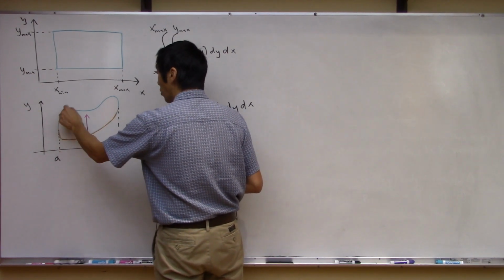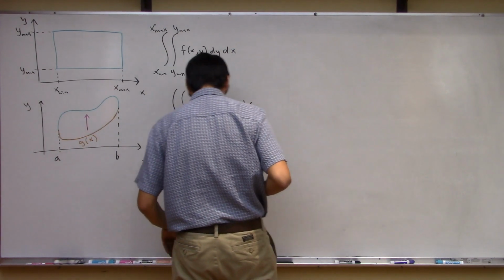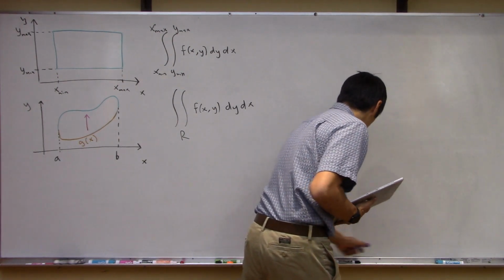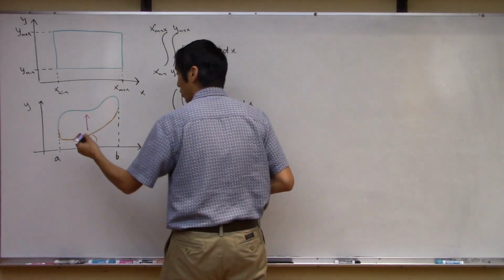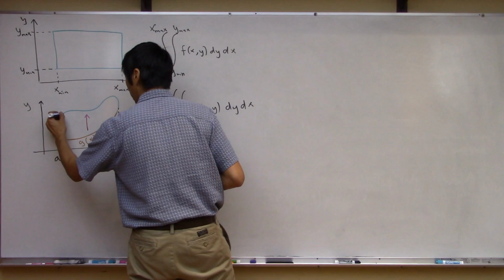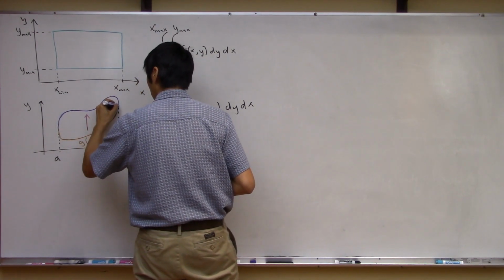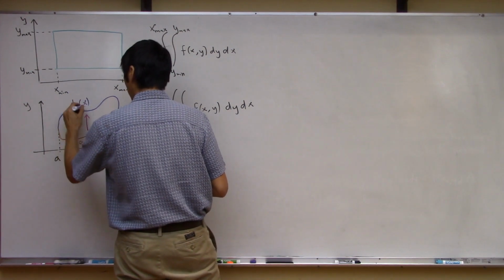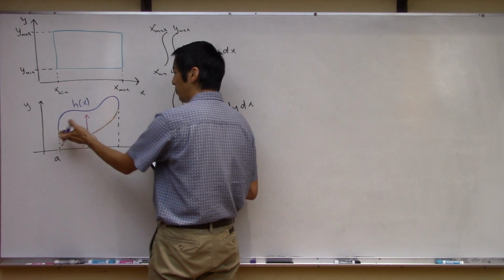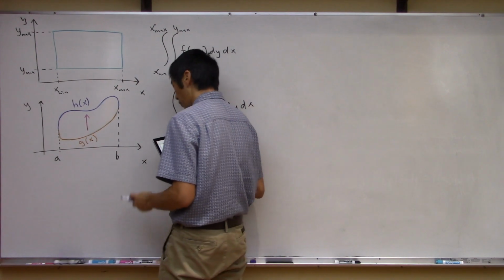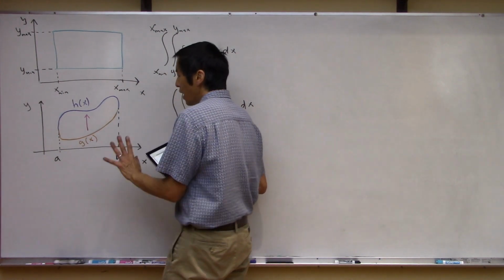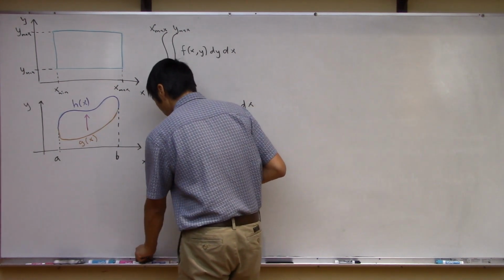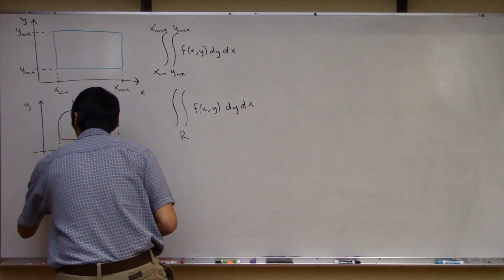And then the upper surface of this object happens to be able to be drawn, let's do this in purple, like this. So this purple is some other function, an h of x. Again, it's some function of x, but it's different than g because you can obviously see that the shape of it is different. Okay, so what's interesting in this case is this is sometimes referred to as a type 1 region.